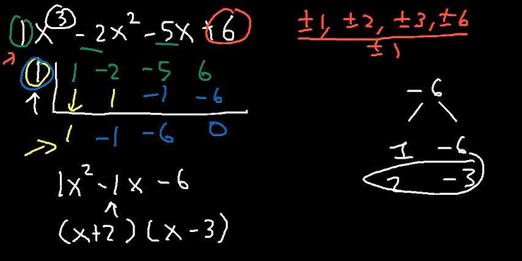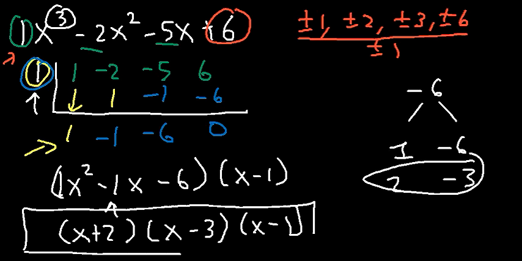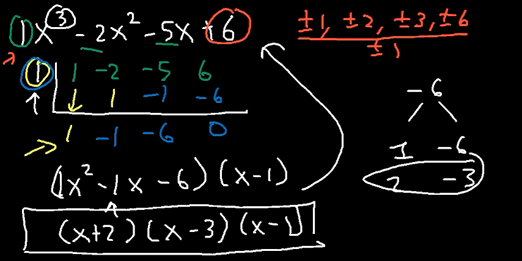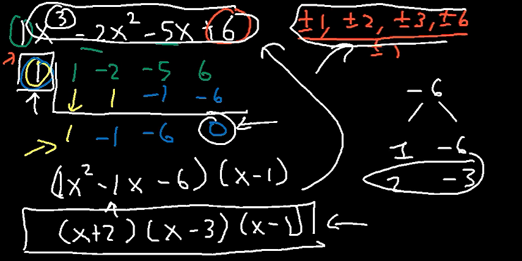However, our first solution was positive 1. In its factored form, it is x minus 1. So this right here is how you factor the original expression. If you multiply these three factors, you're going to get the original equation. By the way, if you get a 0, that means this number works. It's a factor. If this wasn't a 0, you have to pick a different number. These are the possible factors. As you can see, 2, negative 3, and negative 1, they're all in the possibilities here.